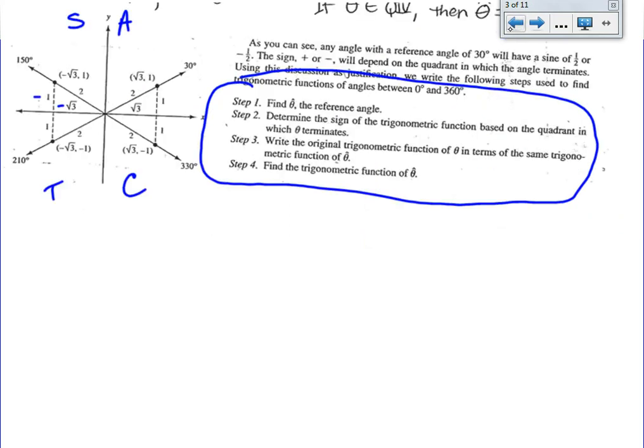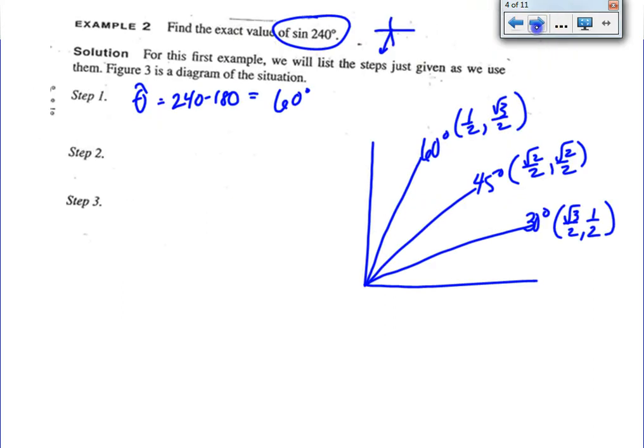Let's see, I never follow these steps, so I have to go back and look at what they want us to do. So, in this quadrant down here, where it actually lands, the third quadrant, we have to decide whether it's a positive or negative function. So sine in the third quadrant is negative. So in quadrant 3, sine is less than 0 or negative.